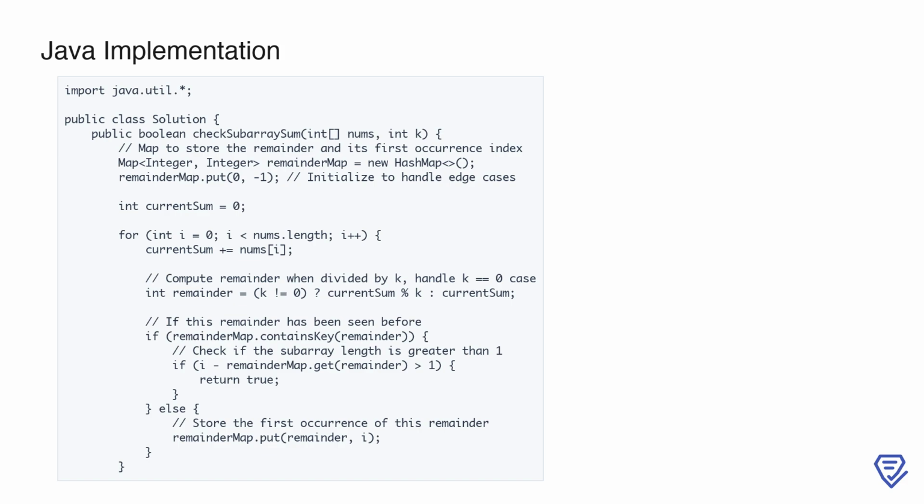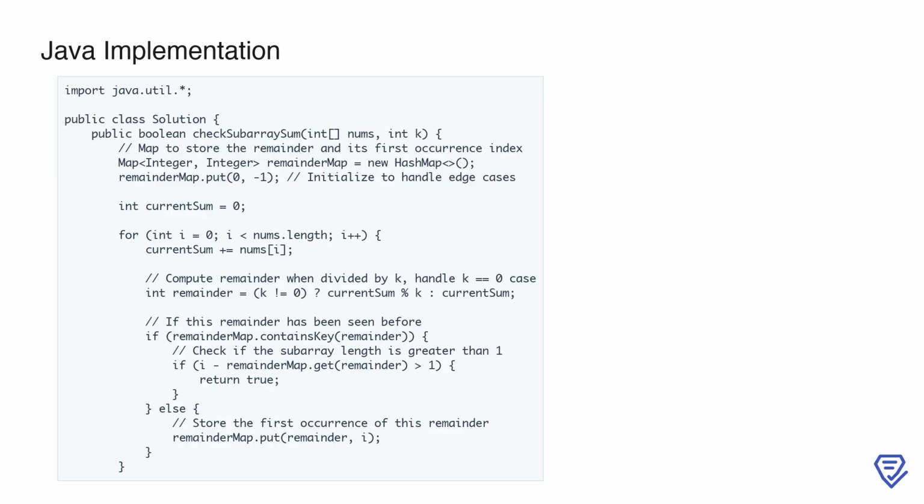Next, we declare a variable currentSum to keep track of the cumulative sum as we iterate through the array. Inside the loop, for each element in nums, we add it to currentSum and calculate the remainder when divided by k. If k is not 0, we use the modulo operator to compute the remainder, otherwise, we simply assign the cumulative sum as the remainder.